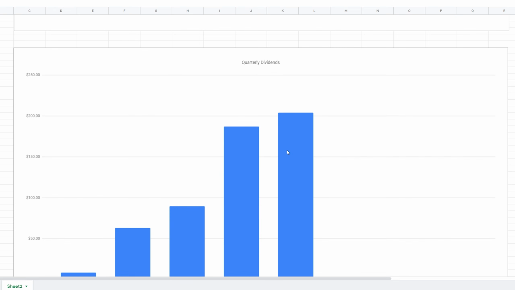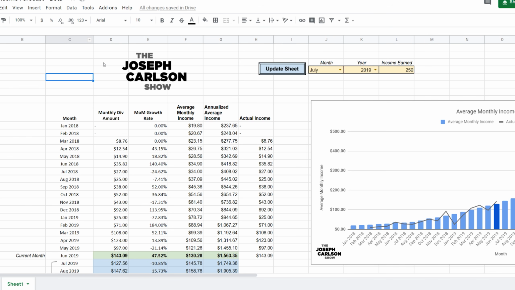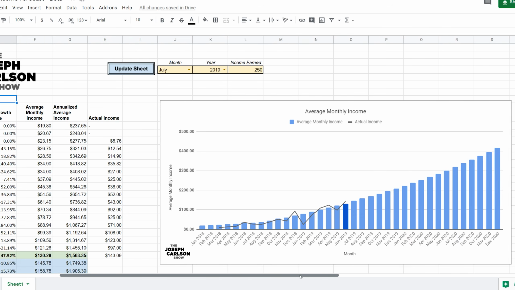So this graph and this one, these are the two that I've been using, and they're good. They do the job. But I've been working with a friend on something I think is a lot better that I'm going to share with you guys. I'll give you a little preview of it. So this is just a preview of my dividend growth tracking graph that me and a buddy made.